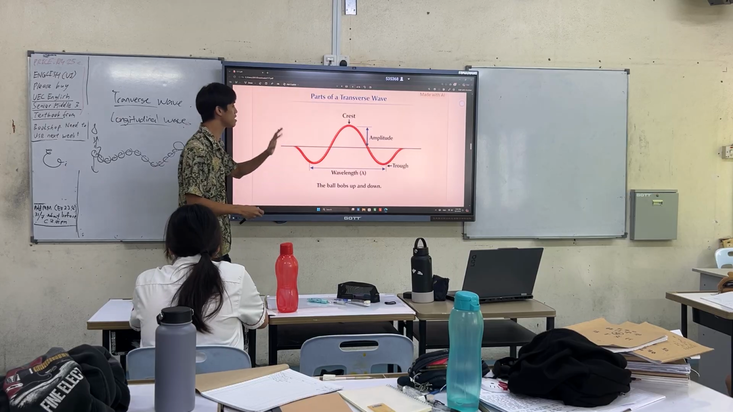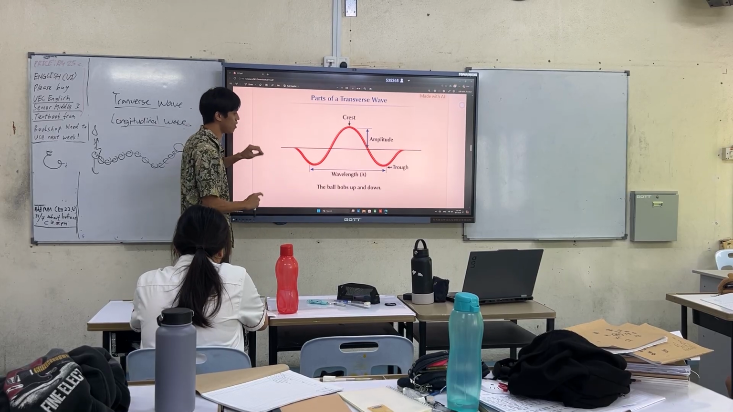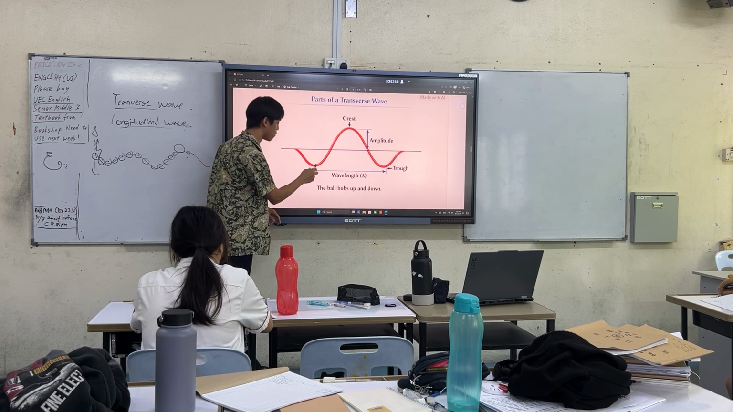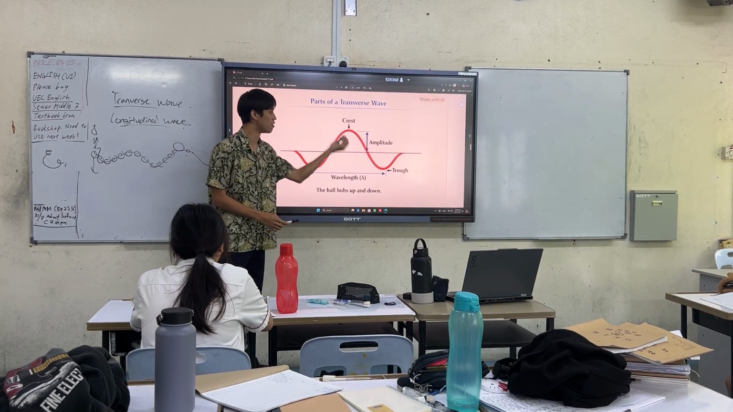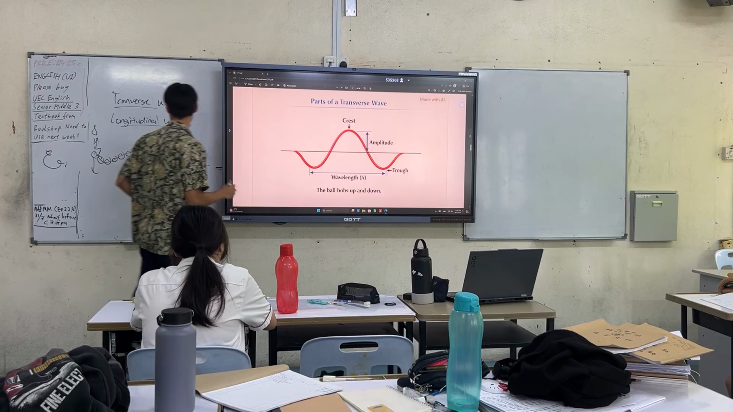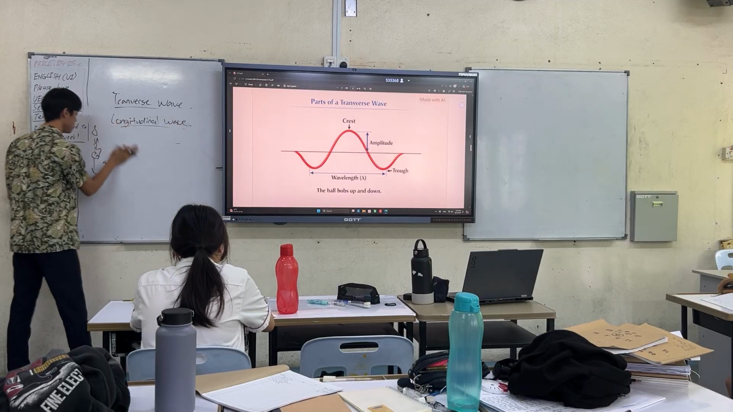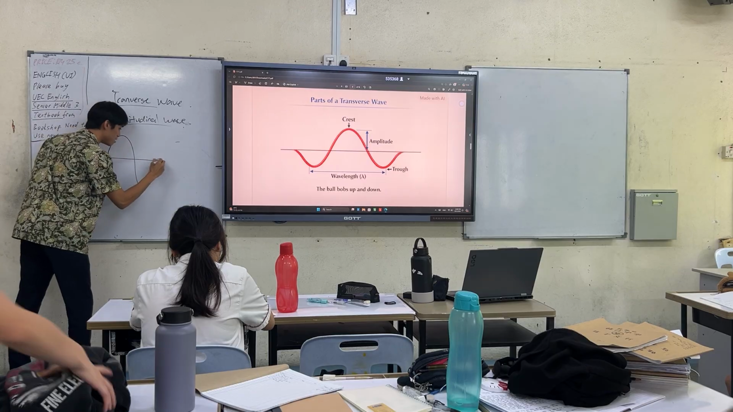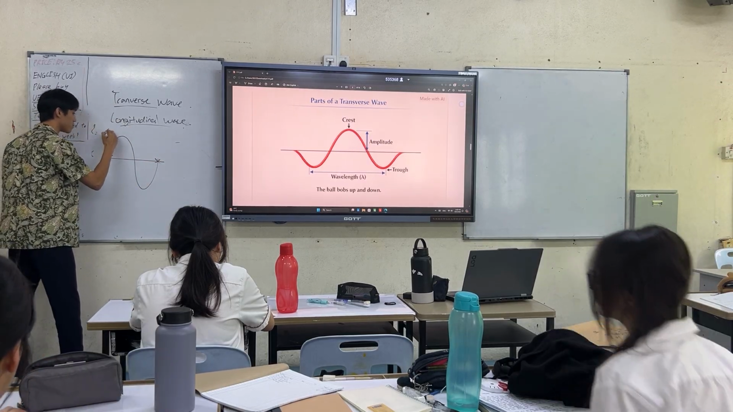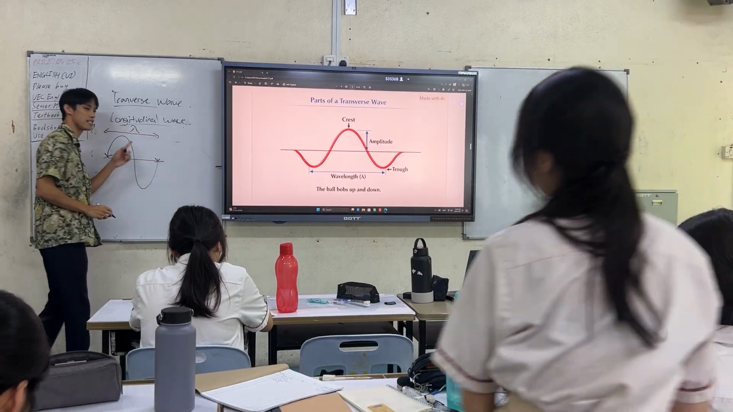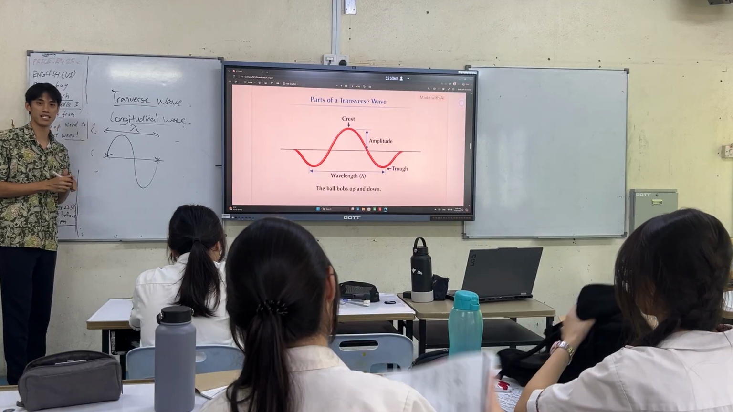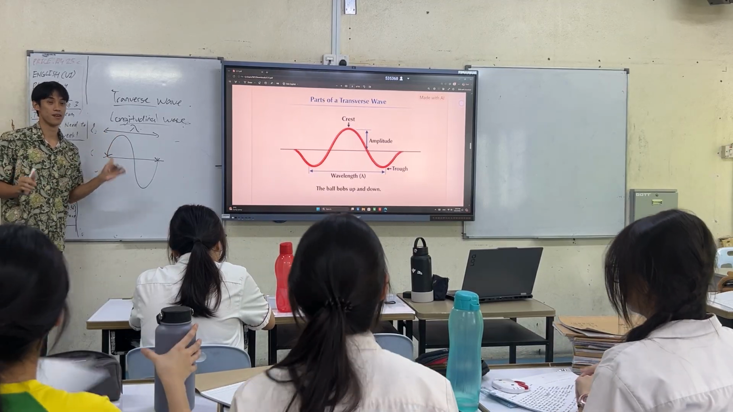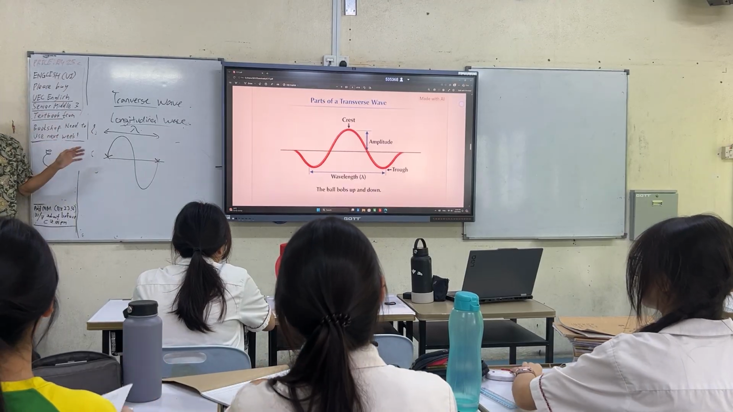I think we already learned this part before, but I need to go through it slightly. Wavelength is just from one point to the next, trough to trough, or crest to crest. You can also see it from here going up, down, and back to here. So from here to here is also considered a wavelength, and this is called lambda. Very easy. You understand? It's okay, this is just an introduction of what you want to learn.